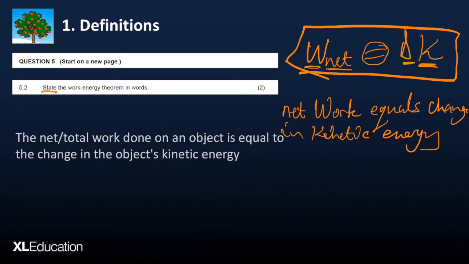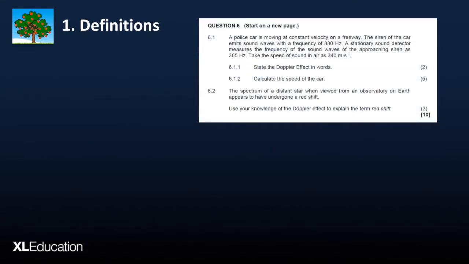So here, let's have a look at it in full. The net work on an object is equal to the change in kinetic energy. That is what is very, very important. So your definitions are very important, guys. Let's have a look at another question again.